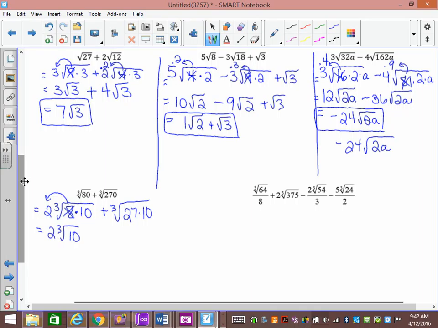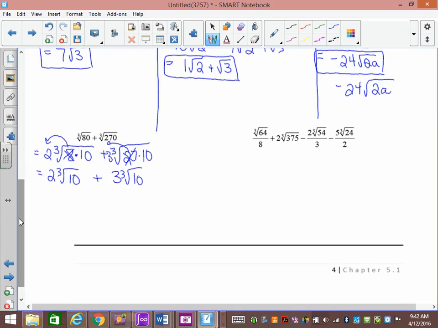Cube root of 27 is 3. So 3 cube root 10. And then they're added. 3 cube root 10 plus 2 cube root 10 is 5 cube root 10.